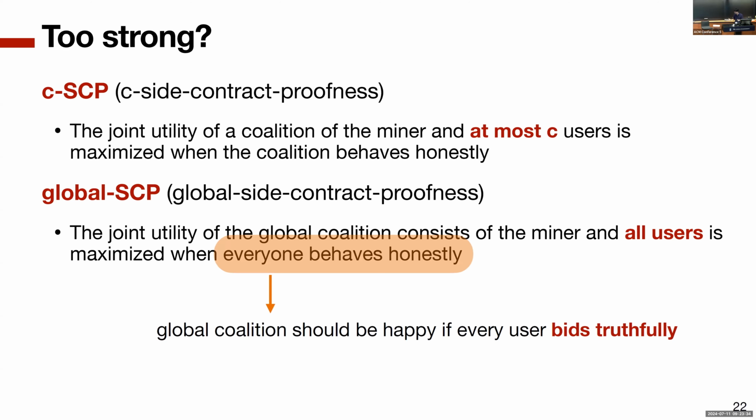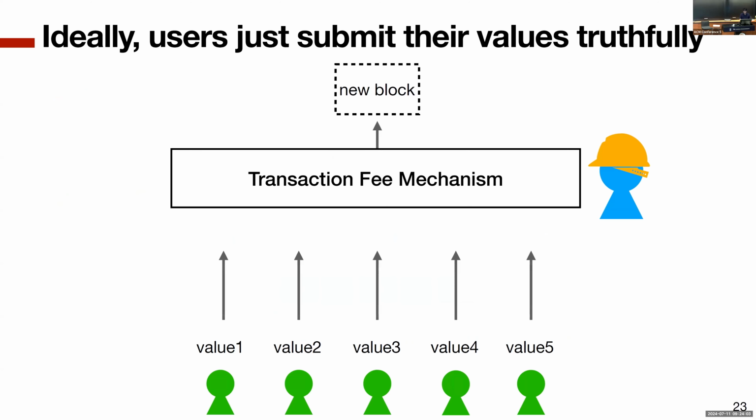Okay, so we still want to have a dream mechanism, right? So maybe this notion is still too strong. And if we take a closer look, global SCP requires that everyone behaving honestly is a dominant strategy. So what do we mean by everyone behaving honestly? That is, each user should bid truthfully. But let's relax this requirement a little bit. Ideally, everyone should just bid truthfully, and the miner implements the mechanism also truthfully, honestly. But we have seen we cannot do that.